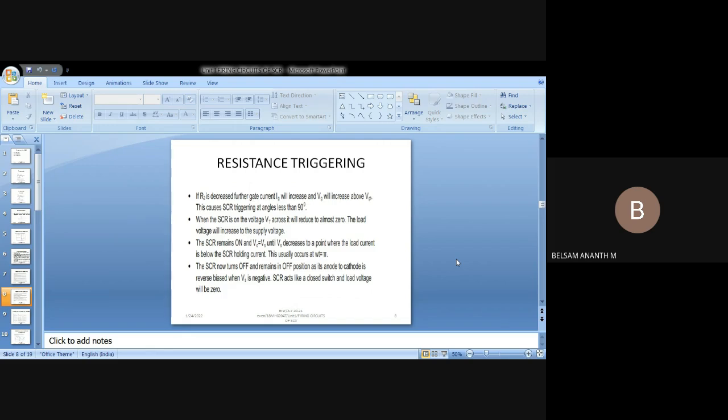When it is in closed condition, what will happen? The load voltage will be 0. When it is in open condition, I can find out my open circuit voltage. Got my point or not? With the help of 0 to 90 degree triggering, or 0 to 90 degree interval.